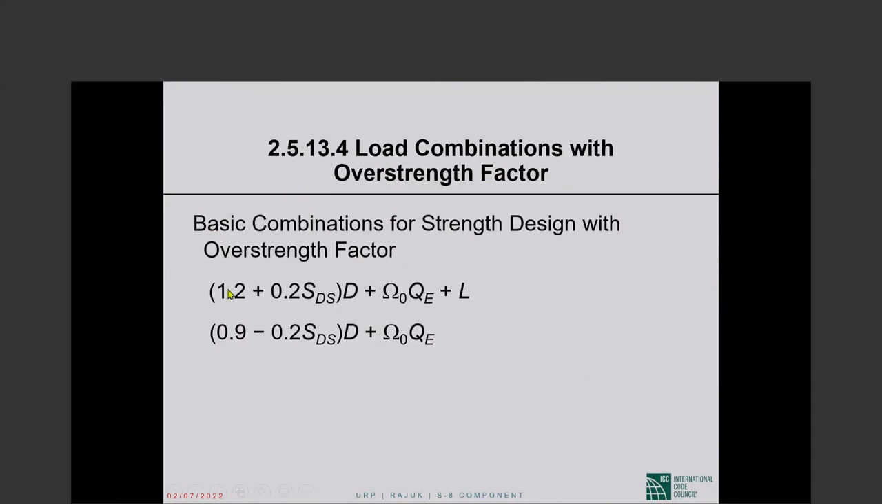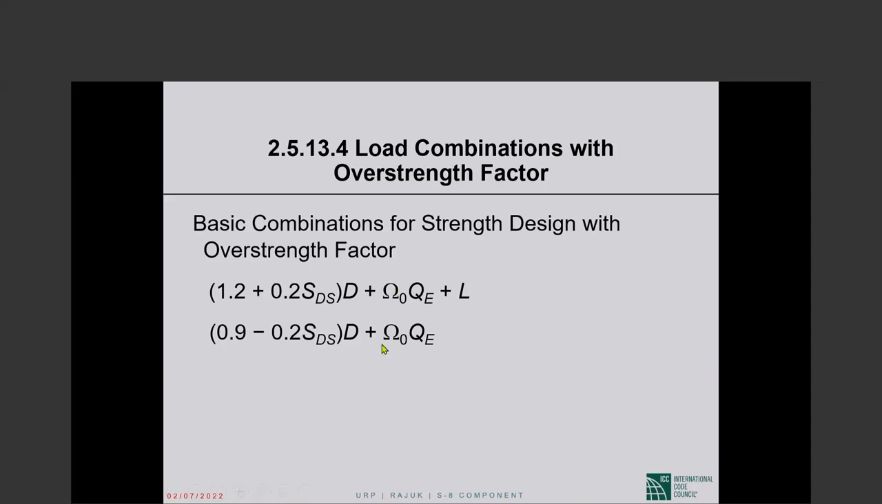Okay. So this is the same as the regular load combinations, except here we have omega sub 0 rather than rho, the redundancy factor. The redundancy factor, you remember, is 1 or 1.3 if your seismic design category is D, E, or F. Omega sub 0, on the other hand, is given in the R values table. And if you look at the table, the number is 2, 2.5, or 3.